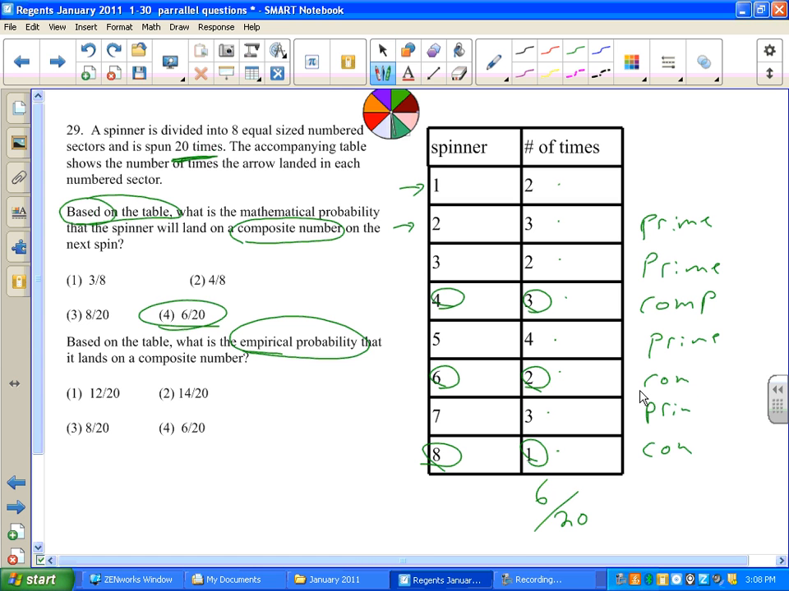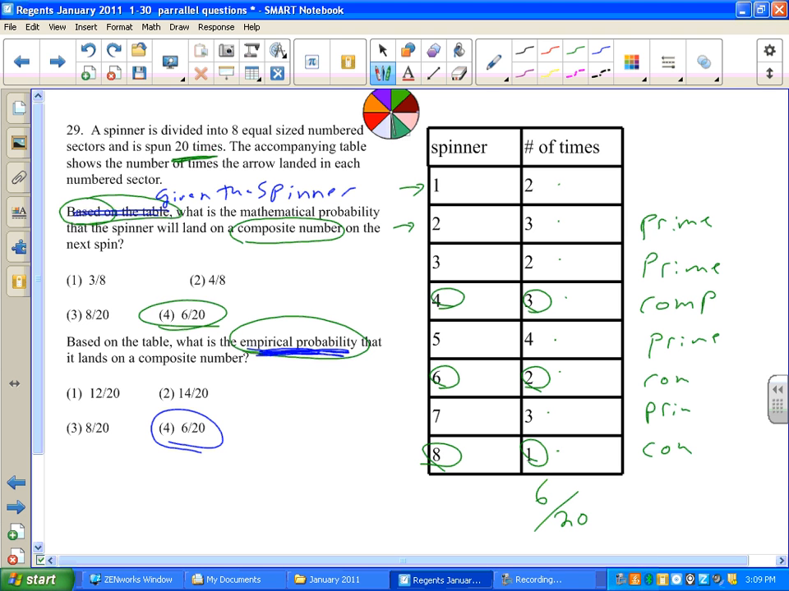Okay. The explanation I just gave you was the reason for the empirical probability. I don't like this question because it says based on the table. It should say given the spinner, what is the mathematical probability that the spinner will land on a composite number? So the whole explanation I just gave you is empirical probability. Empirical probability means that if I have some collected information, I collected the information by spinning the spinner, what's the probability to land on it?